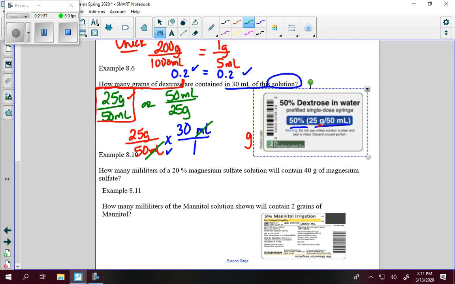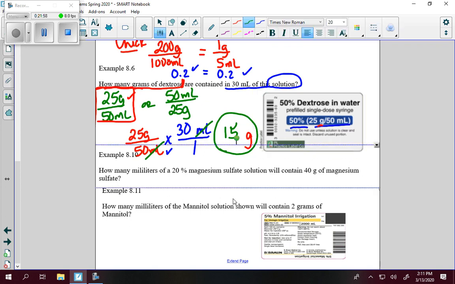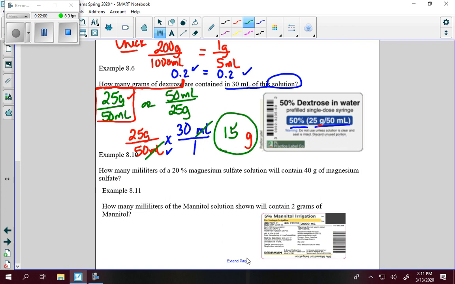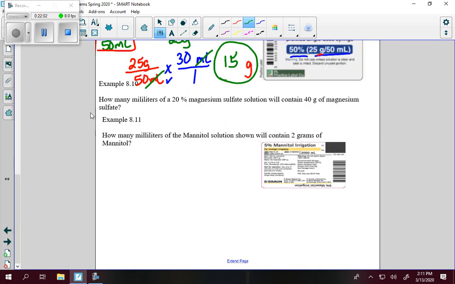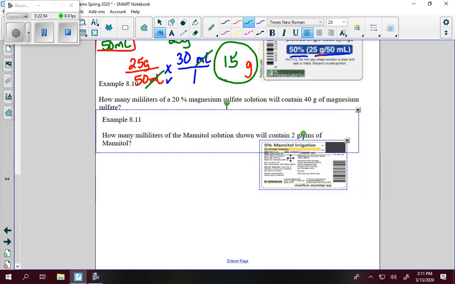If I do the math on that, then I'm going to get 15 grams of a pure drug. So I can just say 15 grams. All right. Awesome. Again, you can pause it and come back. And the best part about this is if you're still confused, you can always rewind and watch it again. So what I'm going to do is move on to the next problem.